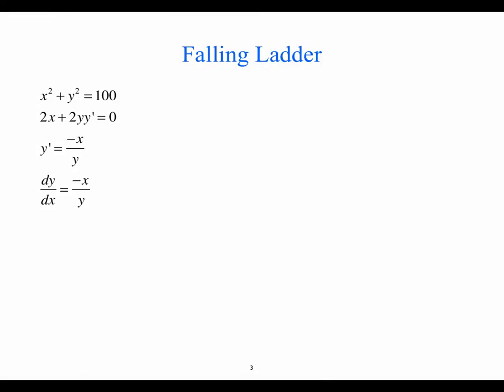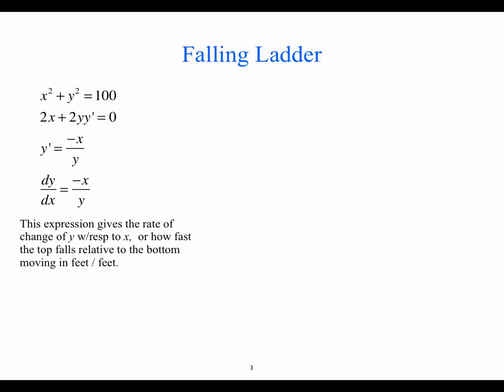Okay, so here's a recap of the math we did. We started with this equation, and we found the rate of change of y with respect to x. And we said that's how fast the top falls relative to the bottom, in feet per feet. But now a new question. How fast is the top of the ladder falling in feet per second?